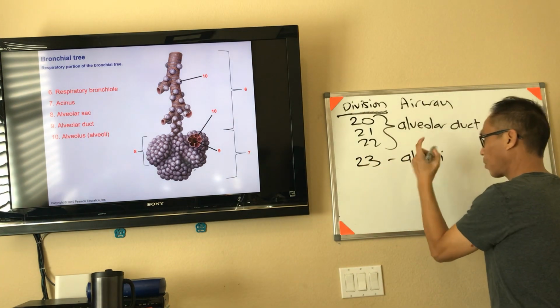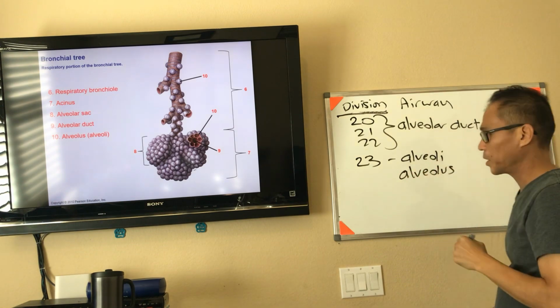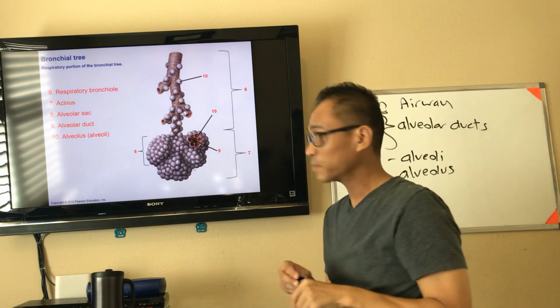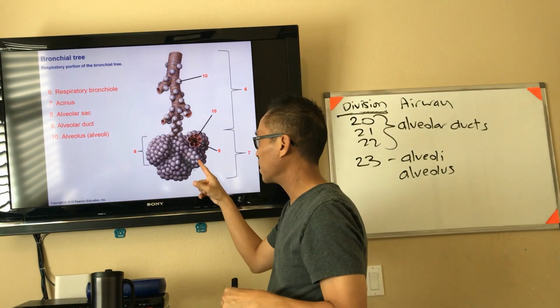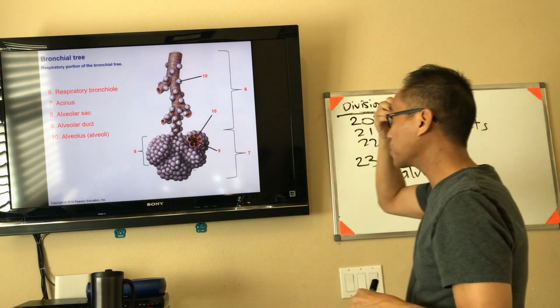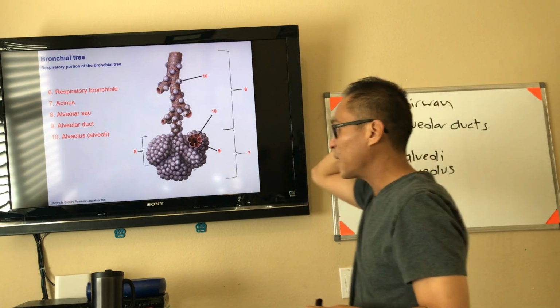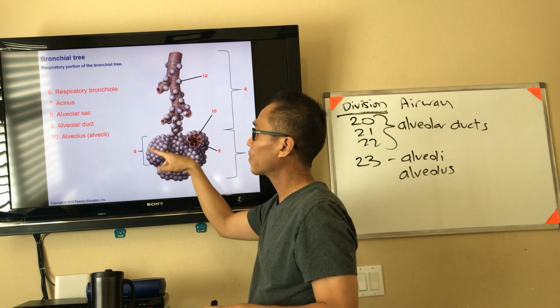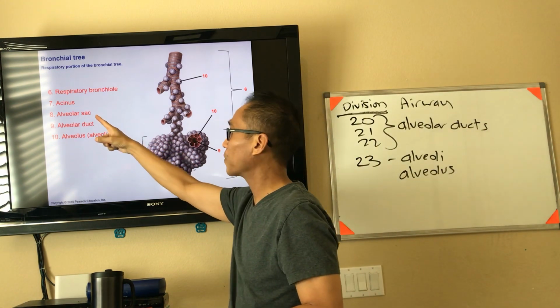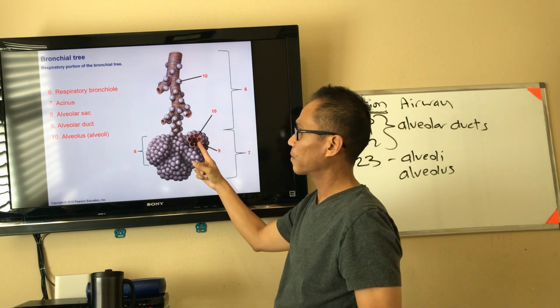Alveoli, plural. Alveolus, singular. And by the time you get to here, it's the individual little tiny air sacs there. And there's some substructures here you should know that in many alveoli create an alveolar sac. You can see the duct right there.